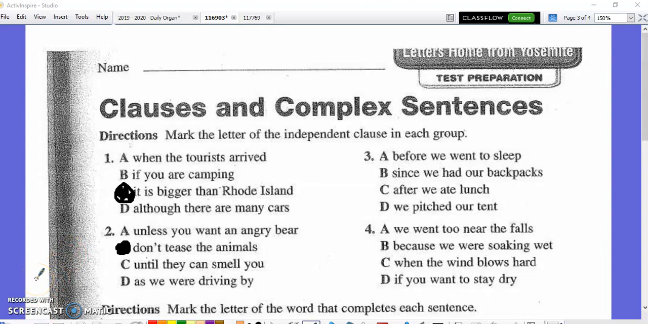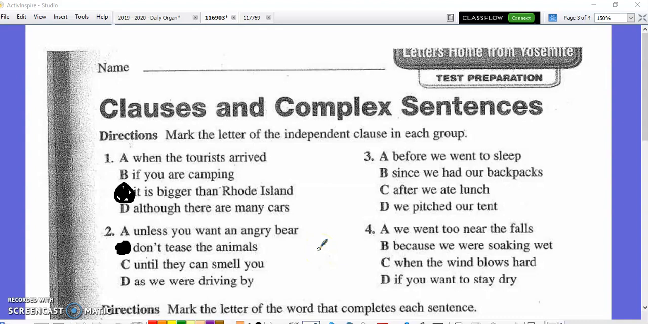The correct response is B. Don't tease the animals. This is a command sentence and a complete sentence. It's also an independent clause. It could stand alone on its own and be a complete sentence. Moving on to number 3. Which is the independent clause?